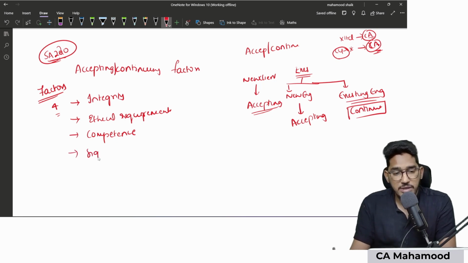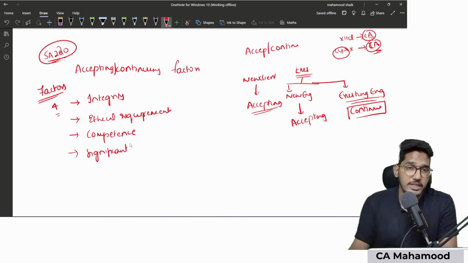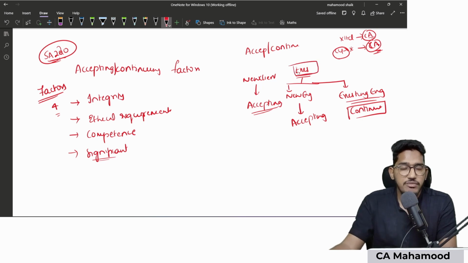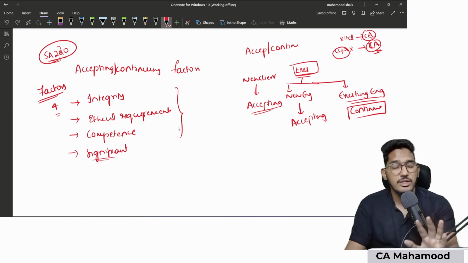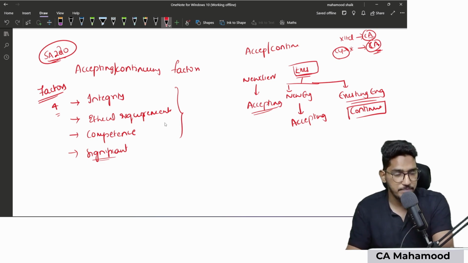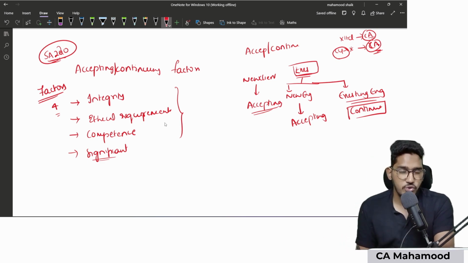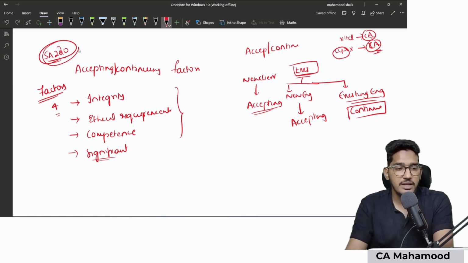Similarly, I need to keep in mind significant matters which have arisen during the course of previous audit assignments. This point is particularly suitable in the case of existing clients. If you have already done some assignments in the past, and if any significant matters have arisen during the course of previous audit assignments, I will consider them also while deciding whether to accept or continue the client relationship. So these are the 4 factors which the auditor should consider before accepting and continuing client relationship, and these factors are given in SA 220.